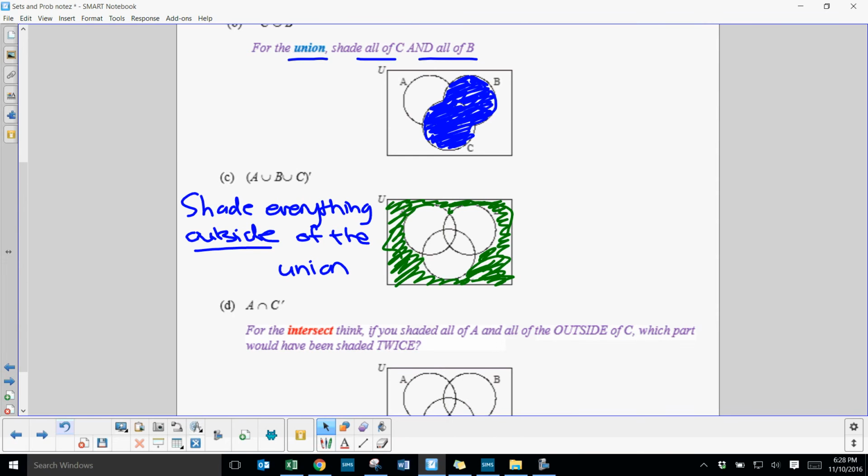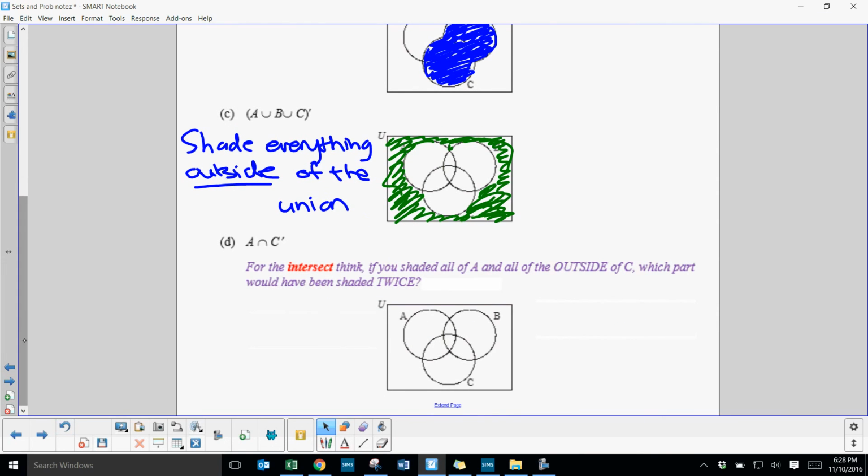And let's see, the last one here is a bit tricky. A intersect C dash. Just reminding you, for the intersect, this is where you shade everything and then see which part got shaded twice. So shade all of A in one colour, and shade all the outside of C because it's C dash. So all the outside of C is all of this part here. You might not need this double shading, but if you get really stuck, this is a strategy for shading the intersects.